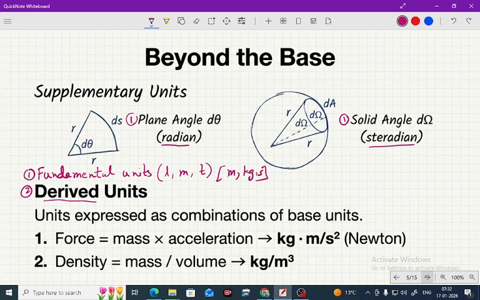So these three are needed to express derived units. Derived units are units expressed as combinations of base units. Base means fundamental units. Force is mass into acceleration, therefore kg meter per second square, or Newton. Density is mass by volume, kg per meter cube. These are the derived units. And remember that derived units are dependent on fundamental units.